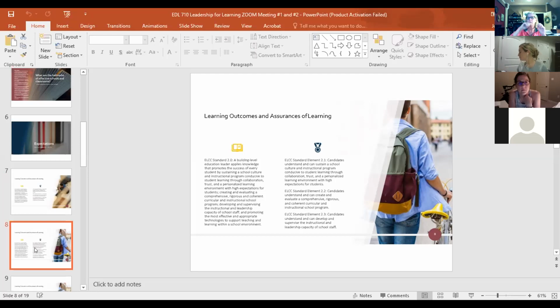Why do I have you go through and think about and identify nouns and verbs? This is why. Okay? Because far too often we will inadvertently miss pieces of a standard when we apply this to instruction. Okay? Look at the last one. Candidates understand and can clearly develop and supervise the instructional and leadership capacity of school staff. So how many do you see here?